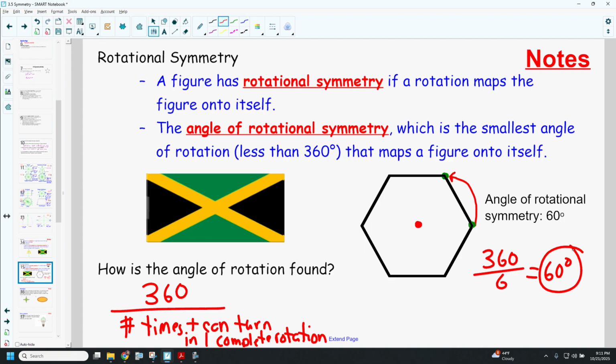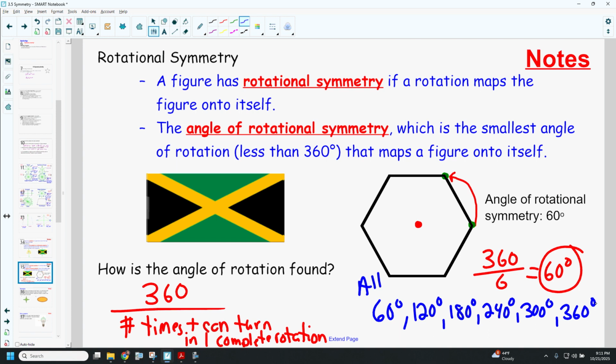Now back before, I showed you, we talked about what are all the angles of rotation. Well, I just take the multiples of 60. I'm going to start with 60 and just add 60 to it. So if I'm looking for all angles, 60, 120, 180, 240, 300, and 360. I like to include 360 because that tells me that I'm done. Once I get to 360, I'm done.